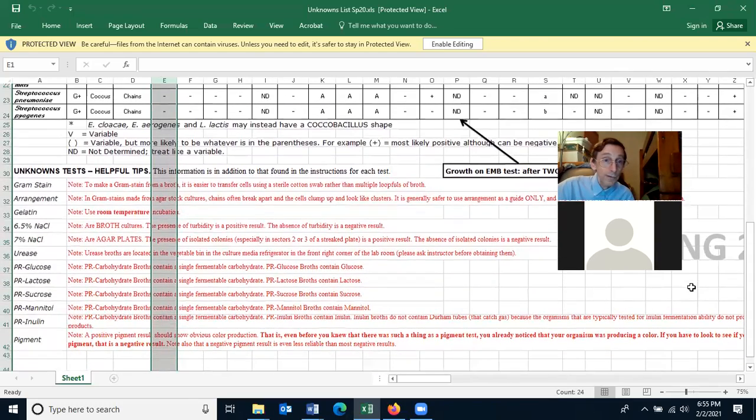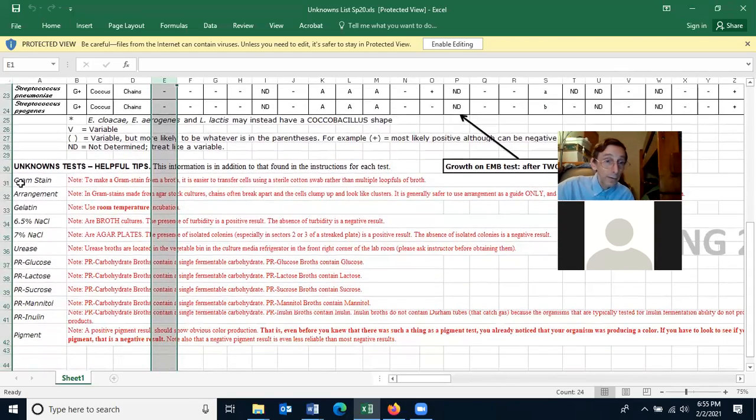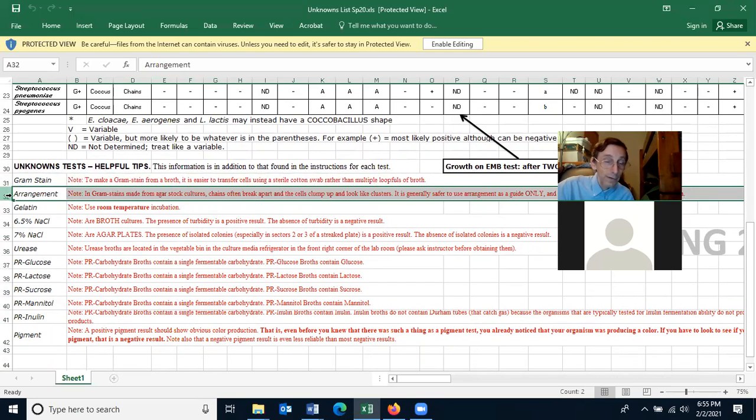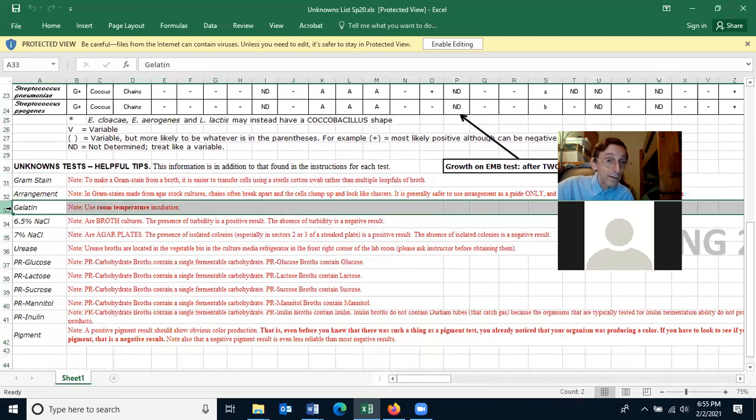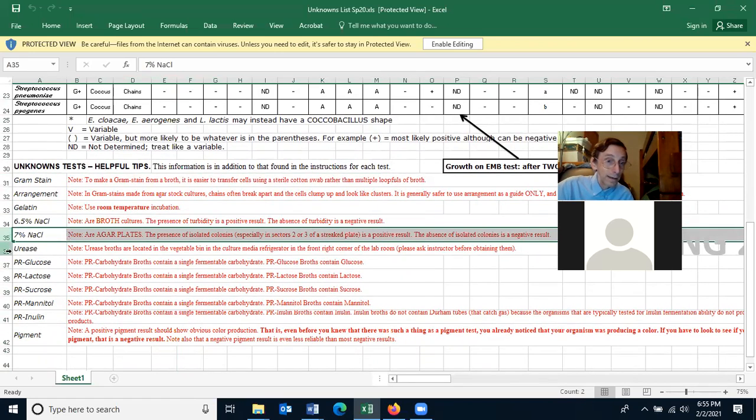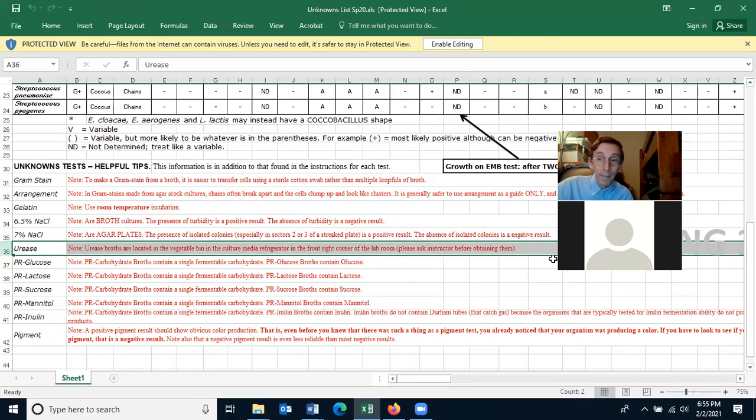Down here, it tells you some helpful tips for running the gram stain, the cell arrangement, and pay attention to that tip. Students every term get that one wrong. Gelatin, tips about 6.5% sodium chloride, 7% sodium chloride, urease, etc.